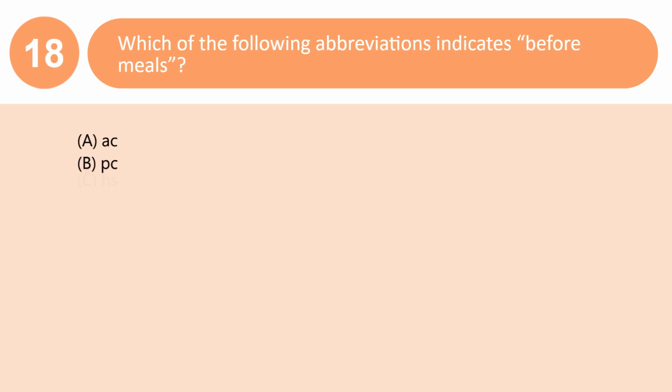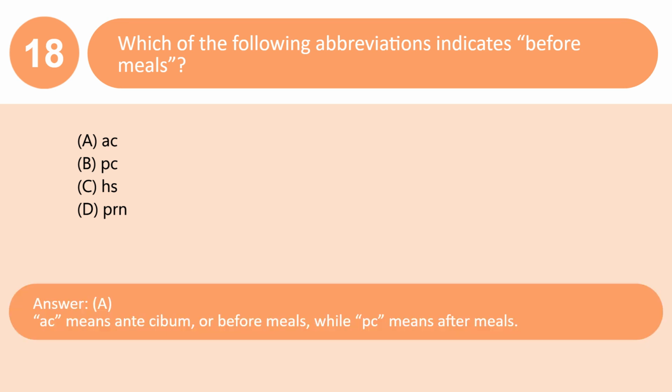Which of the following abbreviations indicates before meals? A. AC. B. PC. C. HS. D. PRN. Answer: A. AC means antecibum, or before meals, while PC means after meals.